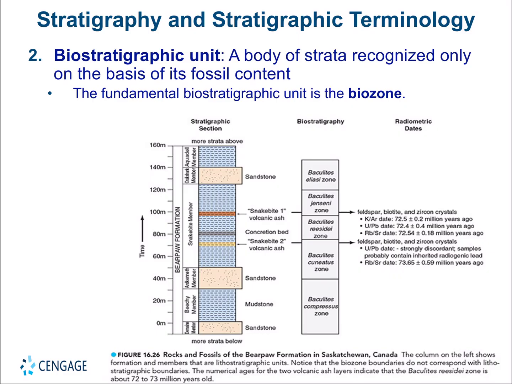Now, our second type of unit is our biostratigraphic unit, and that is a body of strata recognized only on the basis of its fossil content. The fundamental biostratigraphic unit is the biozone. So you can see in this picture, we are only looking at what the fossil content is. Okay, you can see on the right, we have identified the different fossils present in the different zones.